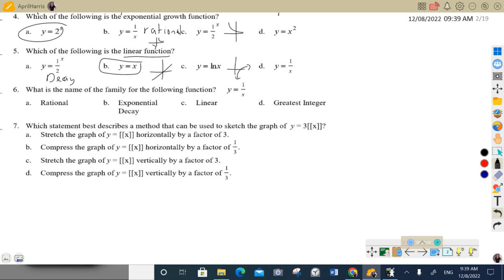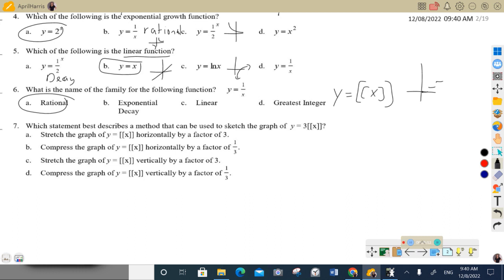Hey, leading into number 6, what is the name of the family? Rational. All right, we've already covered exponential decay, linear. Do y'all remember what the greatest integer equation is? Double brackets. And what does it look like when you graph it? Steps. All right, so a little something like that. Okay, back to transformations. Number 7.